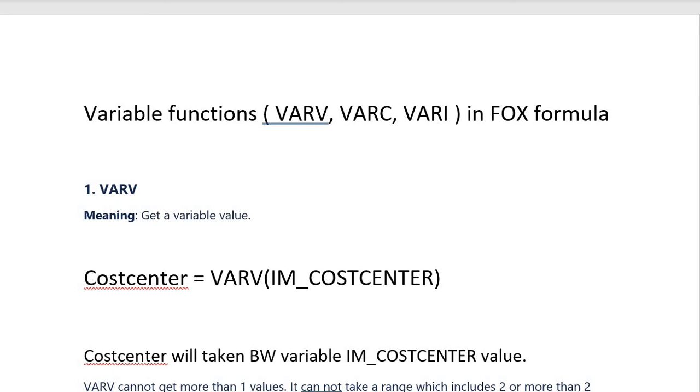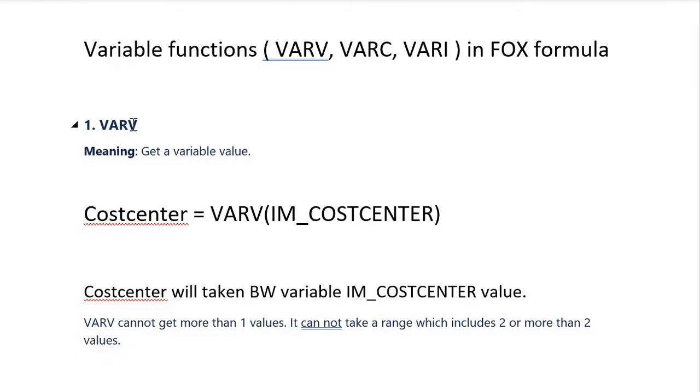So the first one, VARV. You can name it as V means value, variable value. Get the variable value. So here, if I give the example like cost center equal to VARV IM cost center, here IM cost center is the variable used in the coding. So if you write like this, VARV, then it will take the variable value of this IM cost center.